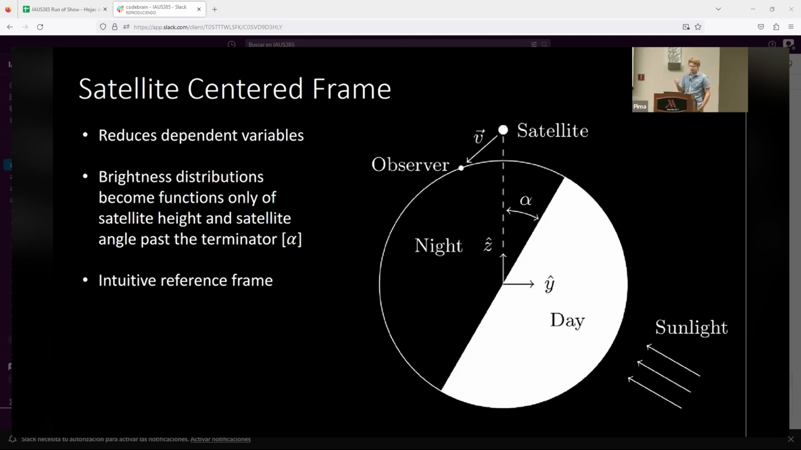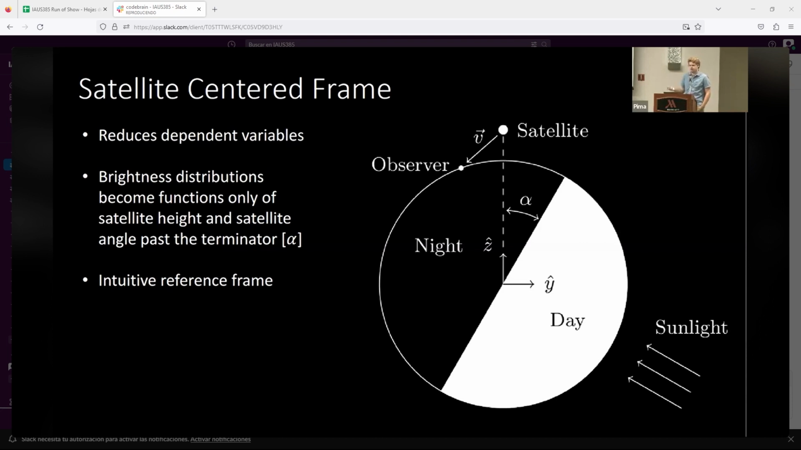Okay. So we actually came up with this reference frame, which we call the satellite-centered frame, or I sometimes just call it the brightness frame. And it's really helpful in reducing the dependent variables that we think about with respect to brightness. So in this reference frame, brightness distributions are only a function of the satellite's height and the satellite's angle past the terminator. And this is really helpful because most LEOsats operate in circular orbits.